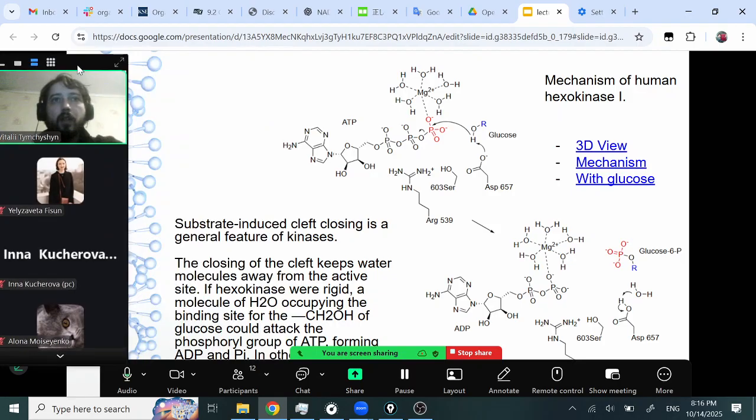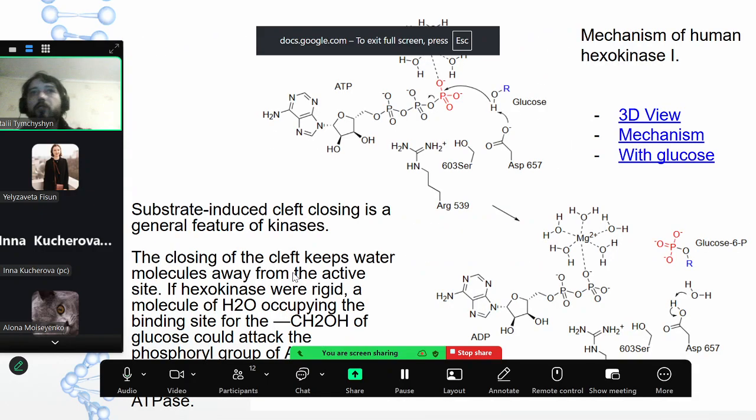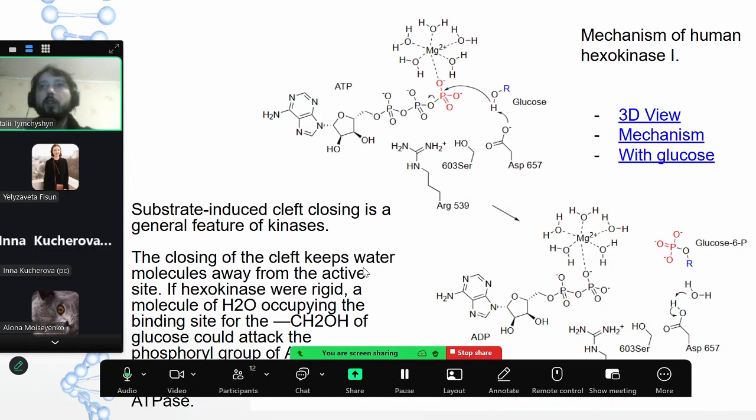Now to the mechanism. I just want to go through a few of the mechanisms. If we do not have much time, I will start skipping them. That depends. But let's go through a few of the examples, and that will make you a little more familiar with all those push arrow mechanisms, because as I see from the homework practice, you probably need a little more practice with that. So here is the mechanism of the human hexokinase 1.